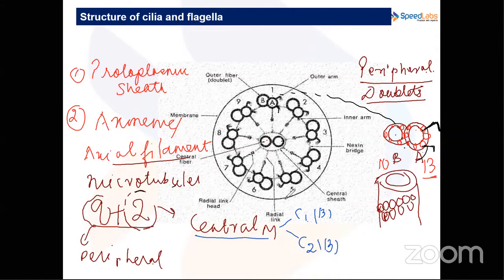Now, how do you differentiate them? C1 always will have 3 radiating structures coming out. I will just draw and tell you. And each is 250 angstroms in thickness. So you can see they are almost the same, but how do you differentiate these central microtubules? You have this C1 and C2, the two microtubules in the center. Both have 13 protofilaments, but how do you differentiate between them?